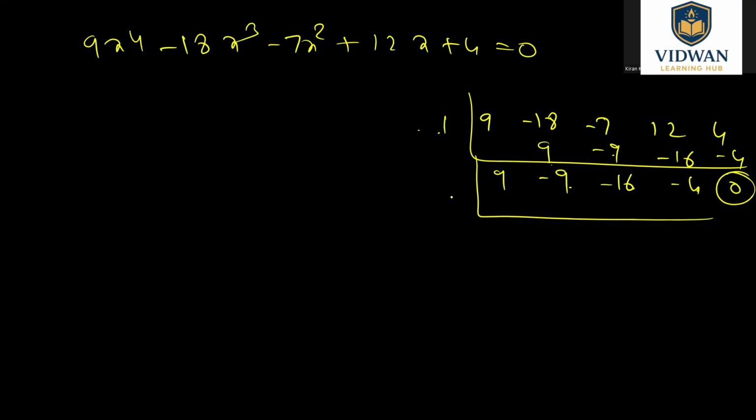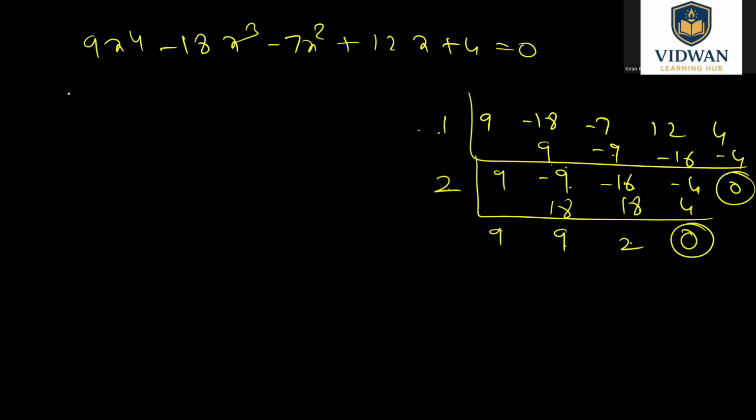Now to check for another root, try with a factor of 4, which can be 2 or minus 2. We'll try with 2. If it doesn't work out, we can try with minus 2. So check with 2. Carry this number down. Always the first number you have to carry down, and every time whatever number you get, you multiply and write it right below the next number. 9 into 2 is 18. Then minus 9 plus 18 is 9. Again, 9 into 2, 18, write it here. 18 minus 16 is 2. This 2 into 2 is 4. Minus 4 plus 4, 0. So you got a 0, means this is also a root.